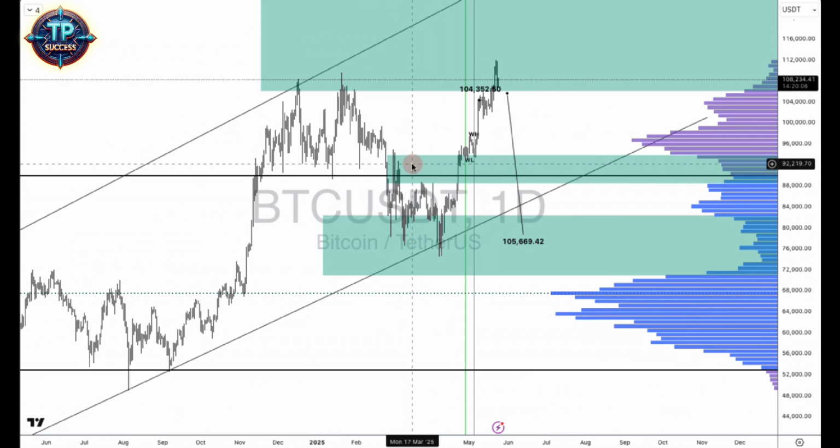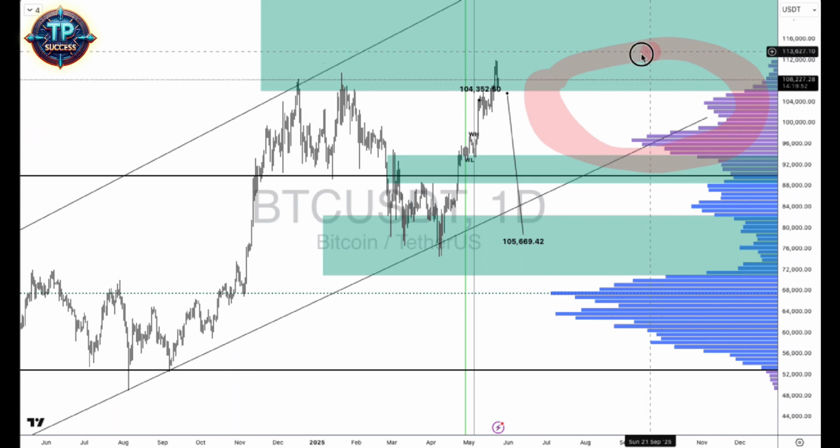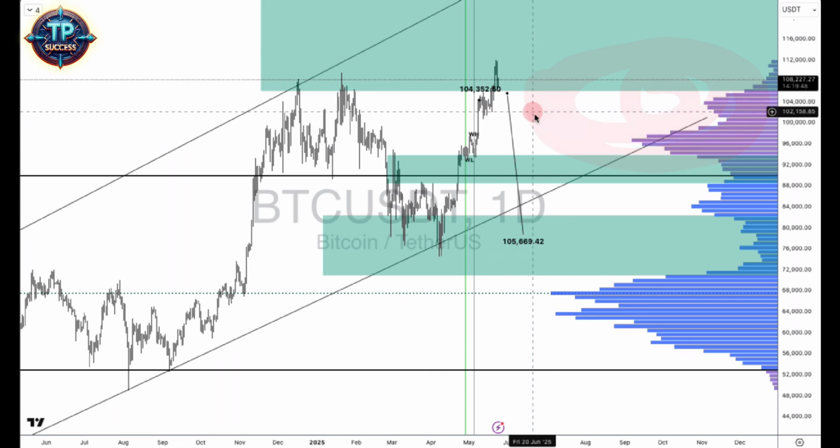Now, what we have right now is that price, in regards to Bitcoin, is up. It's closed above the high value area of the volume profile, and it's now in the low value area, which is this right here. This is the low value area of the volume profile. So this is where Bitcoin is at right now.